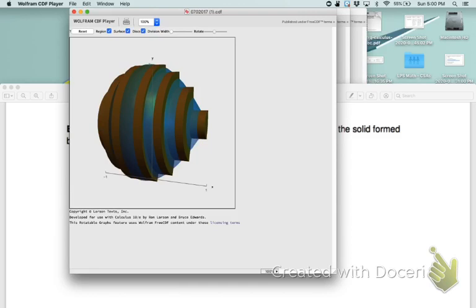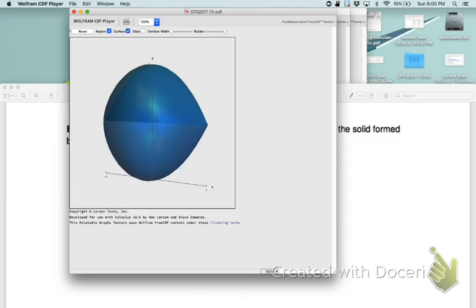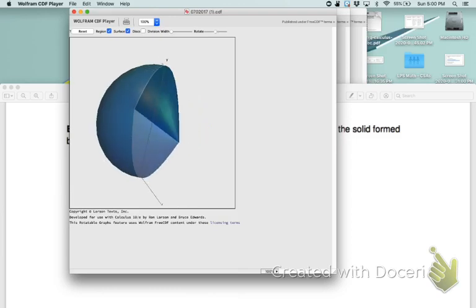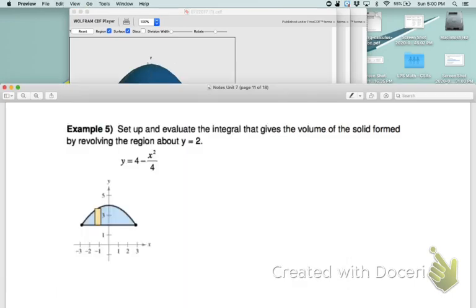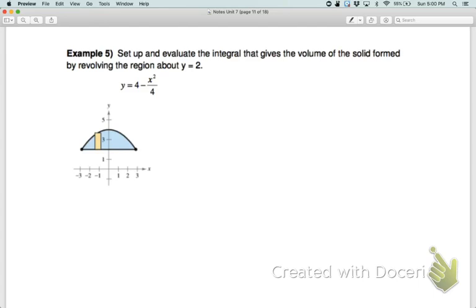I've got my discs turned on. Let me turn those off. But you can see that the radius is going to be from the line where it stops out to the outside of this region. So that's a little bit different. So we need to really count on our representative rectangles here. Let me show you how this would work.